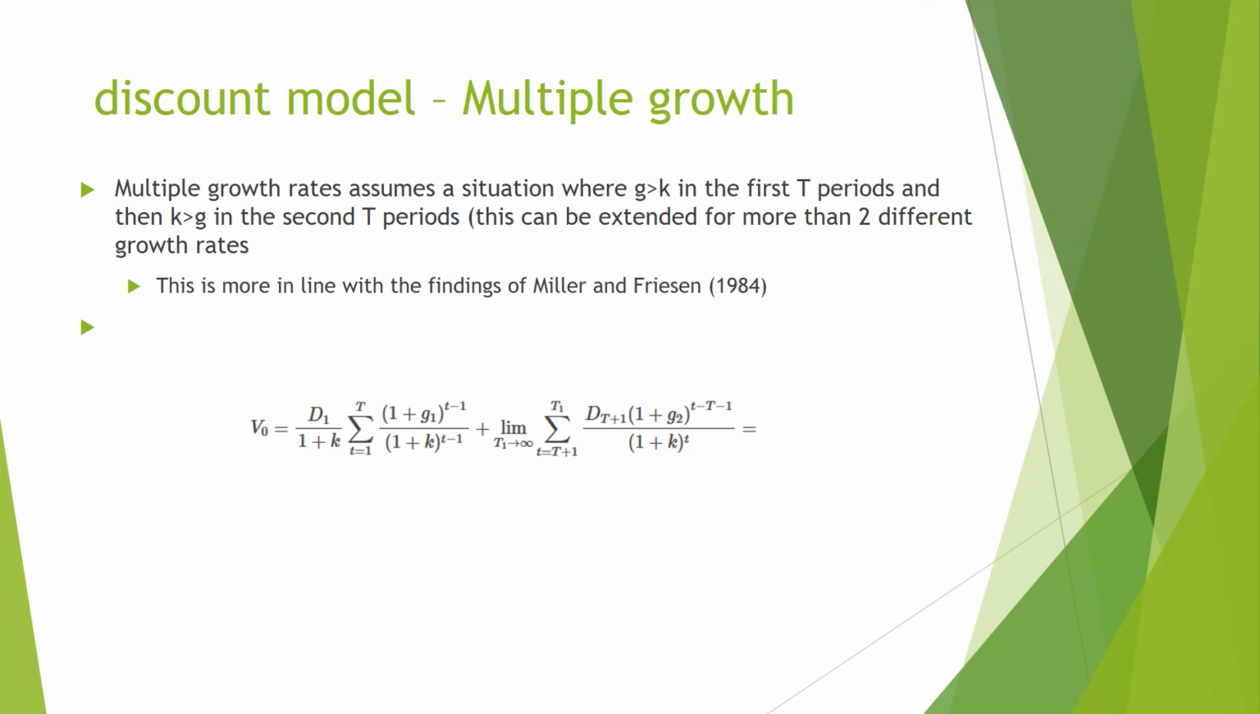So looking at what Miller and Friesen, and also Miller, found, you can see that adding multiple growth rates seems a reasonable assumption to make. This assumes that in the first period the growth rate is greater than the required rate of return, and then in the second the required rate of return is greater than the growth rate.